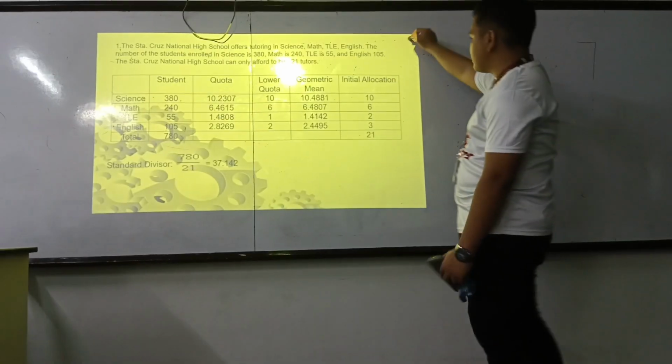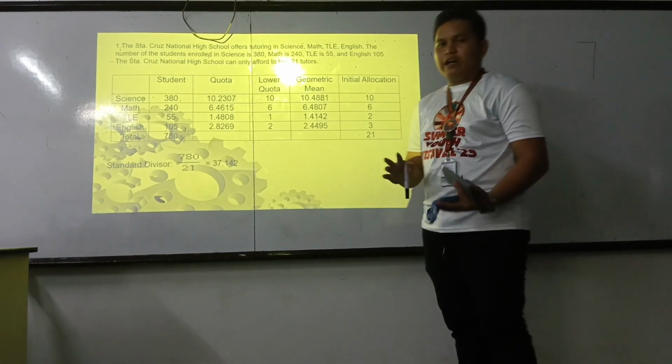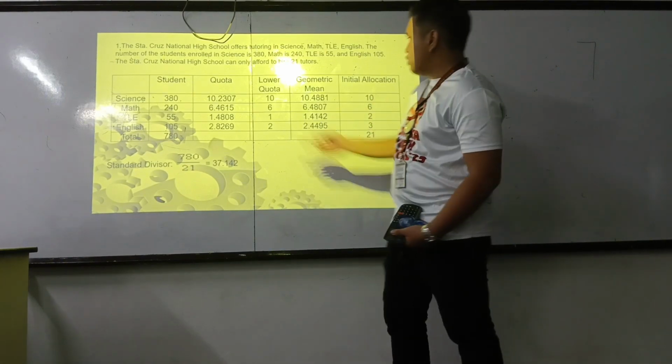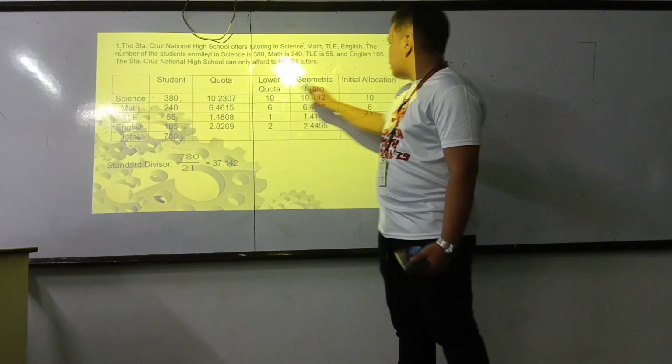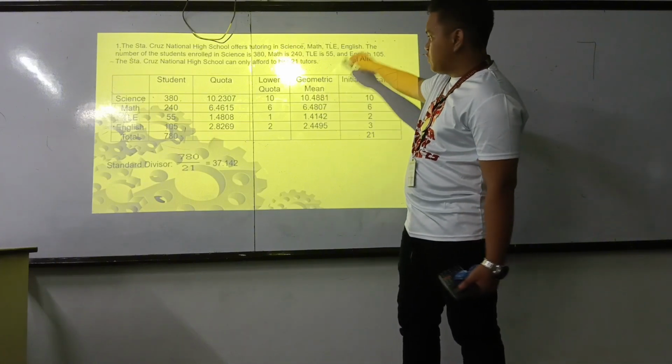And to find our initial allocation, just like I said before, if the quota is larger than the geometric mean, let's round up.